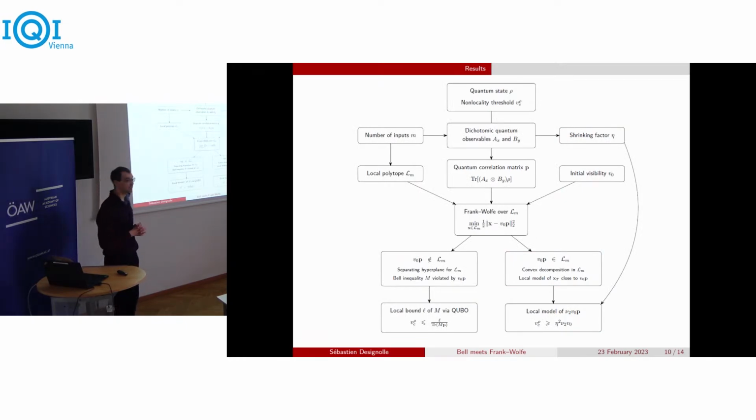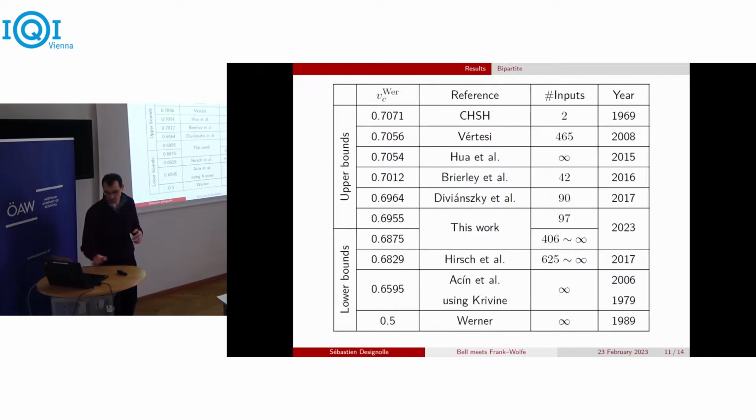If there are no more questions, let me go for the results, which are mostly going to be a history of the three problems we considered, namely the Werner state, 2 qubits, the GHZ state, 3 qubits, and the W state, 3 qubits as well. So this is a small history of what happened on this problem. The CHSH bound gave the first upper bound of 1 over root 2.